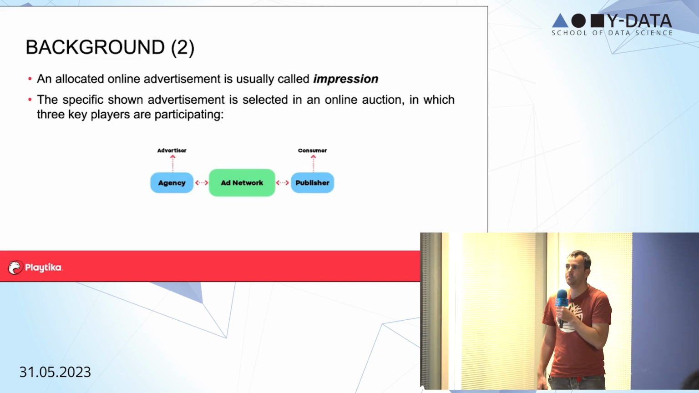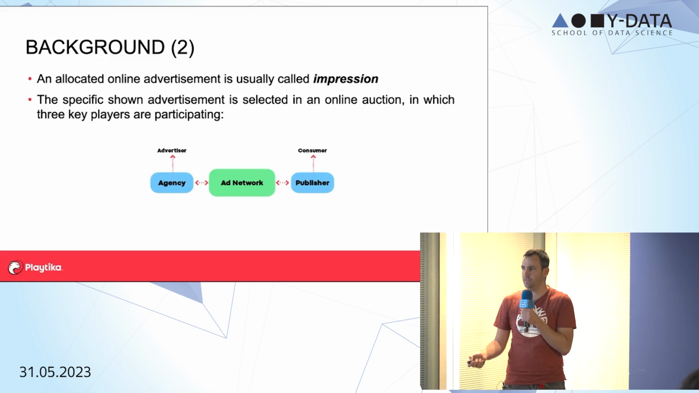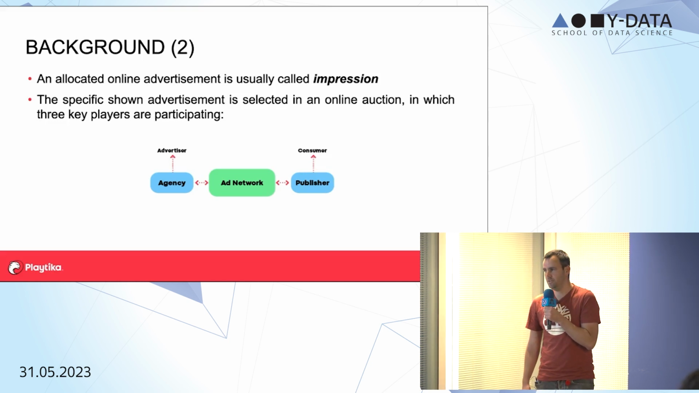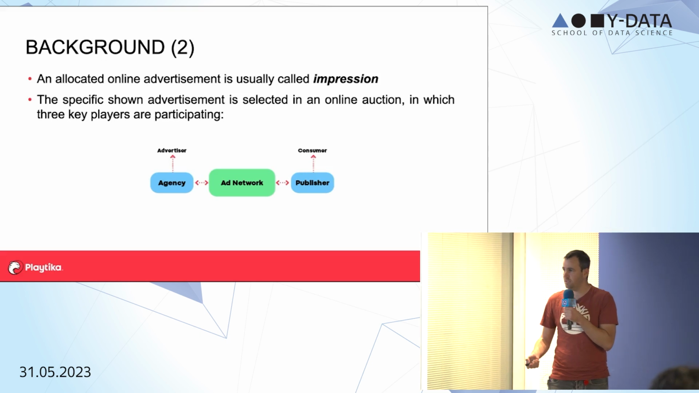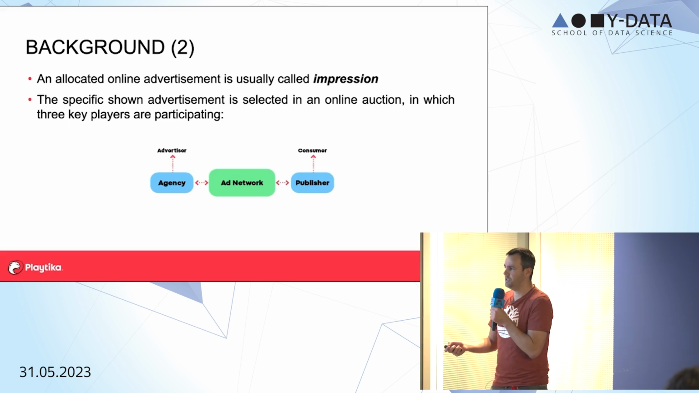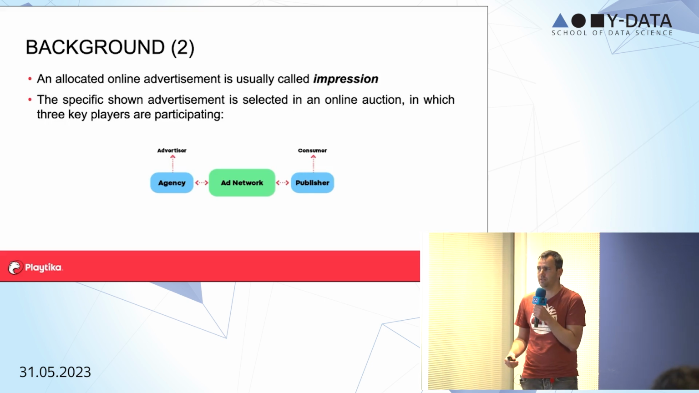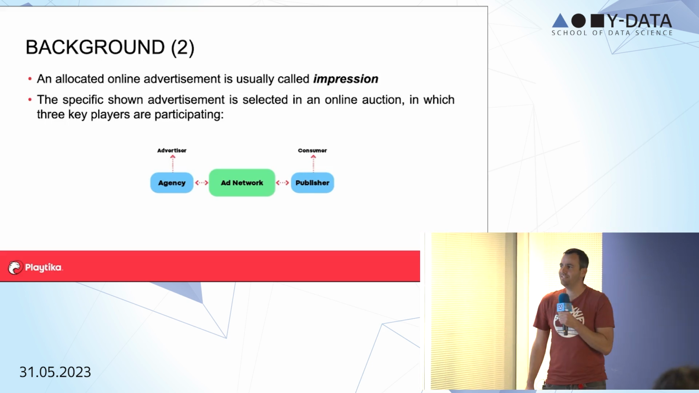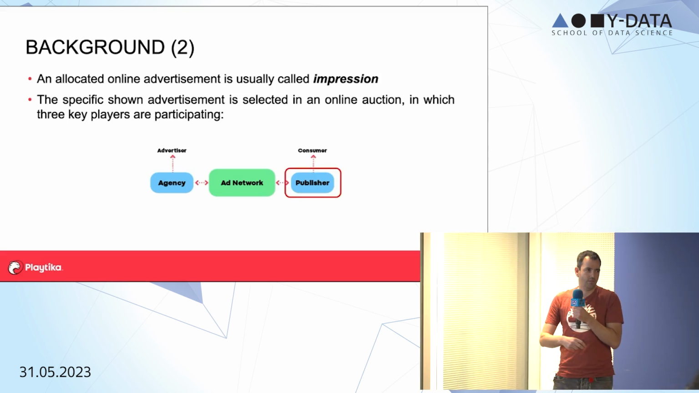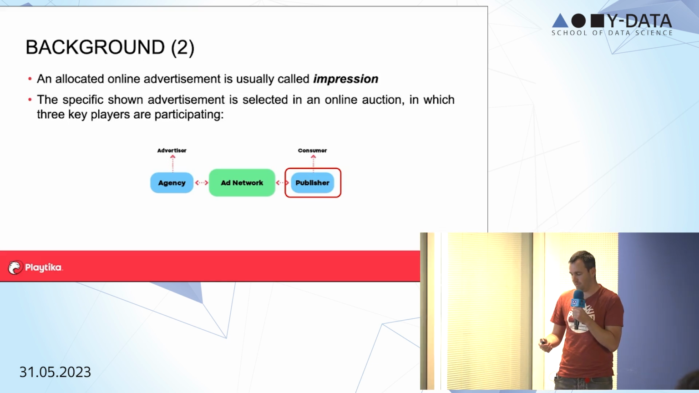So we have three key participants in this process. We have the publisher, which is the consumer. We have the agency, which is the advertiser. And in the middle, we have the ad network like Google, Facebook, Unity, and all these giant companies. In this talk, I will focus on the publisher side. As I said, Playtika has two hats, but this time I will talk about the publisher side, which means that we have a user and we want to sell the user to a third-party advertiser. So the user can see advertisement within the app of Playtika.